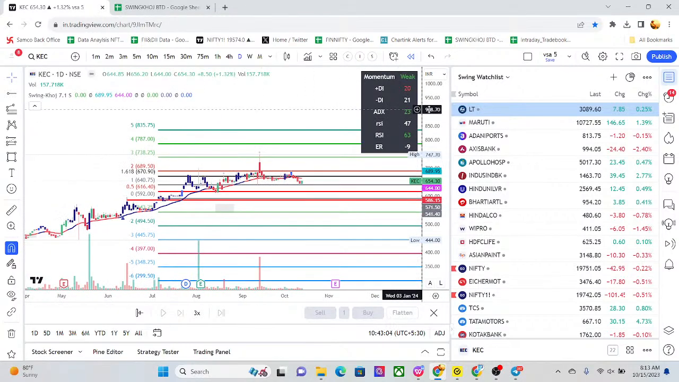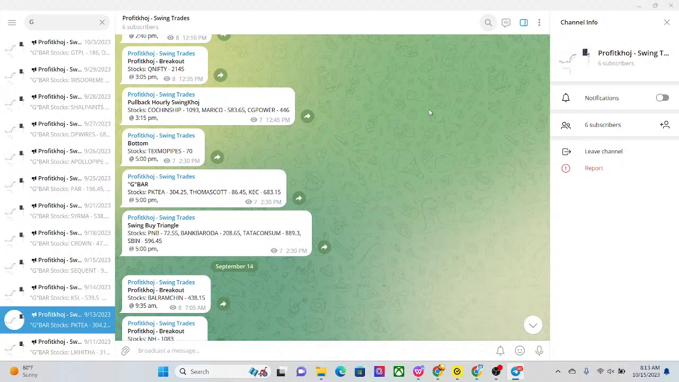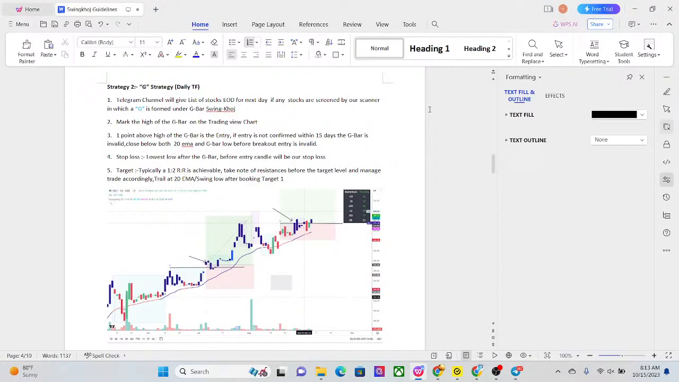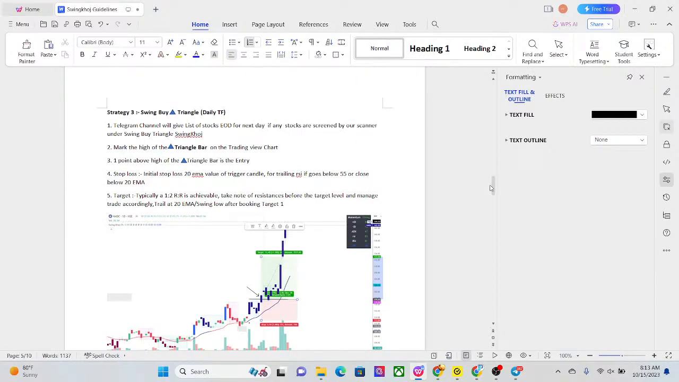Is that clear? Okay. Stop loss is clear. Target is clear. Then we have Swing by triangle. Swing by triangle strategy 3.